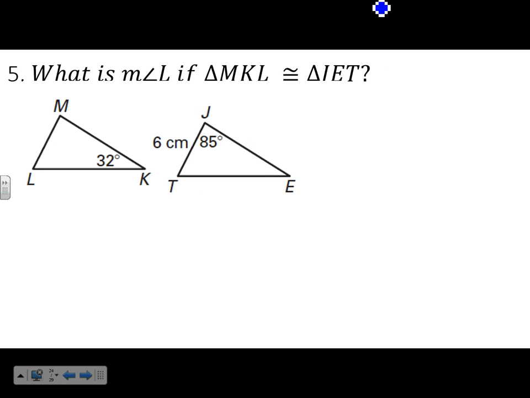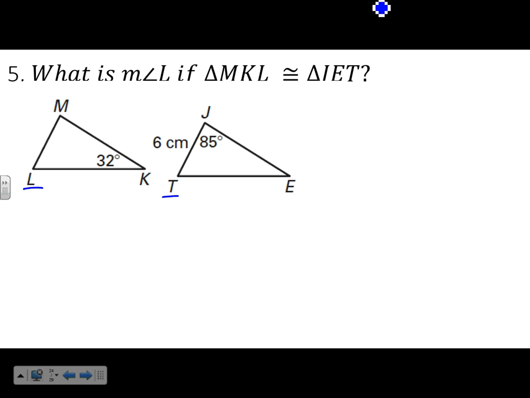So what is angle L if angle MKL is congruent to JET? We actually did this in maybe a worksheet or a warm-up, or maybe you've never seen this. I want to know what angle L is. Well, the problem is angle L and angle T are congruent, but we don't know what angle T is either, so we have to work a little bit.